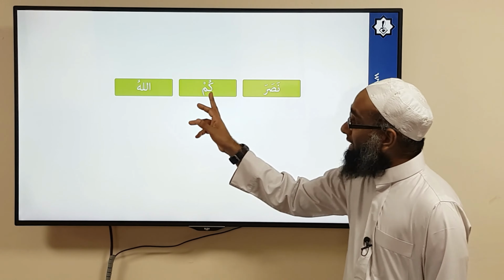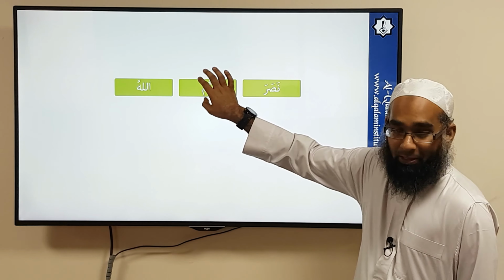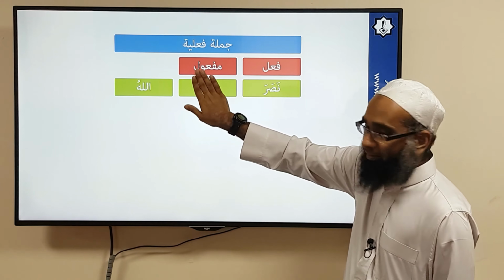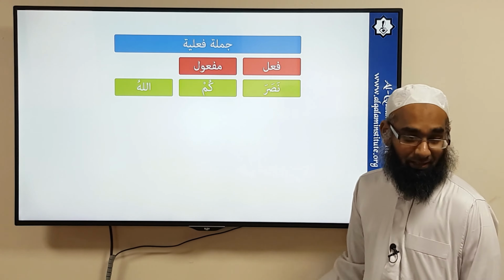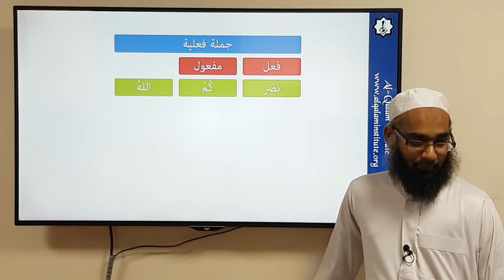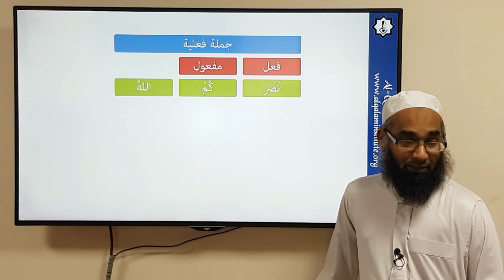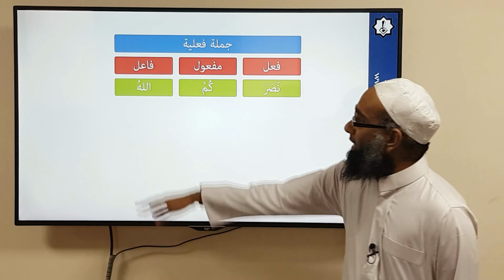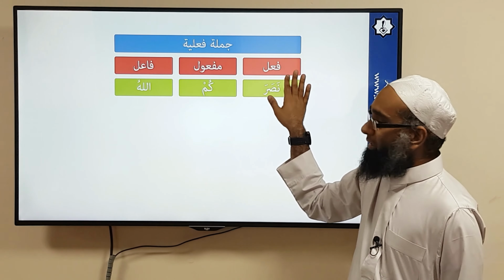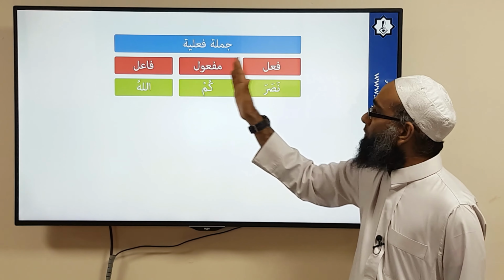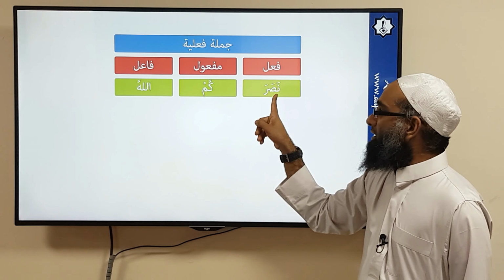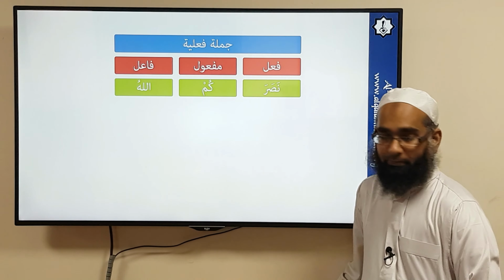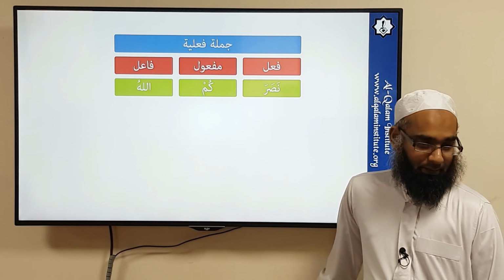The maf'ul is coming before the fa'il because it's a pronoun, so it has to cling on to the verb. So in the jumla fi'liya, fi'l, fa'il, maf'ul, the maf'ul has to come here. You can't have nasarallahu kum. It doesn't work that way. You understand? The order changes in Arabic and it has to change. Obviously, the translation will still remain the same: Allah, verb, subject, then the object. So Allah nasara-kum. Now kum is you. So Allah helped you. You understand?